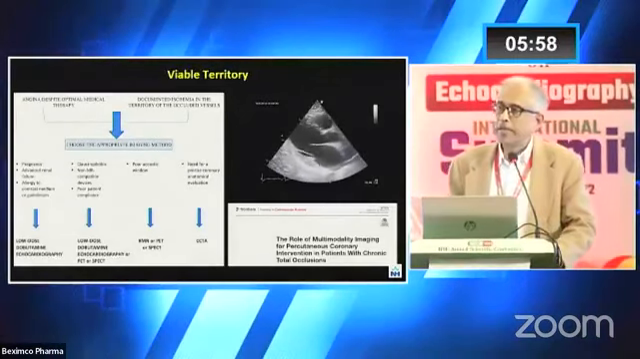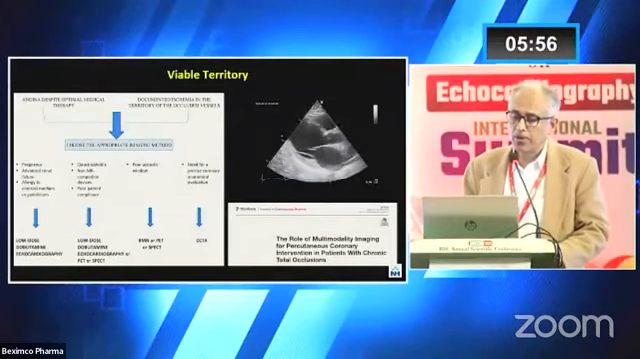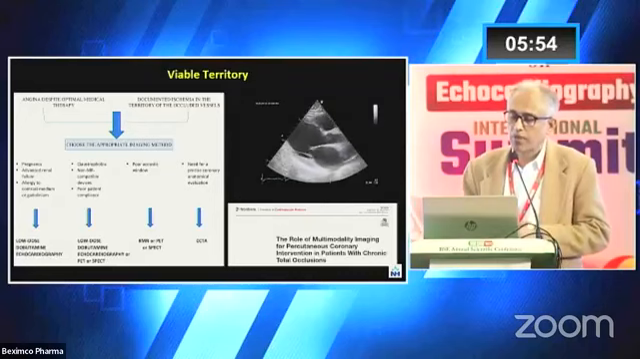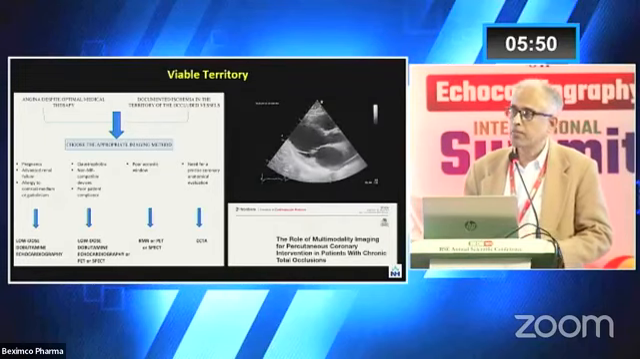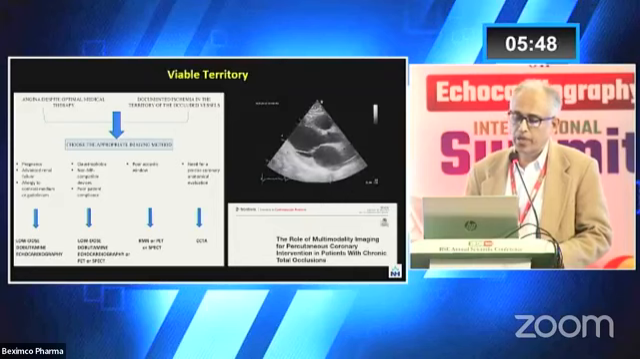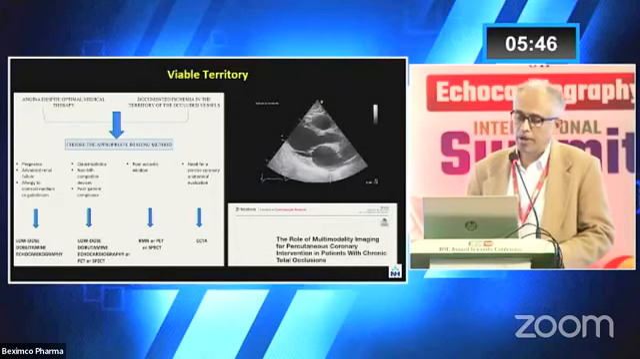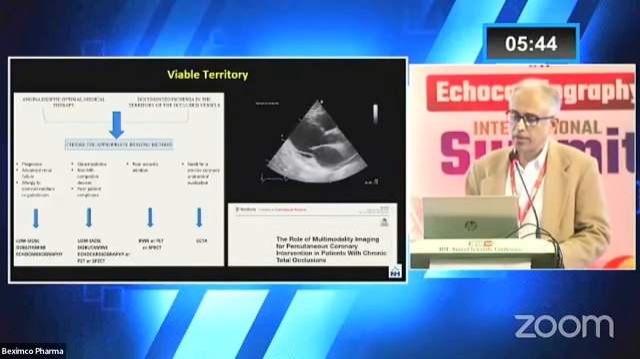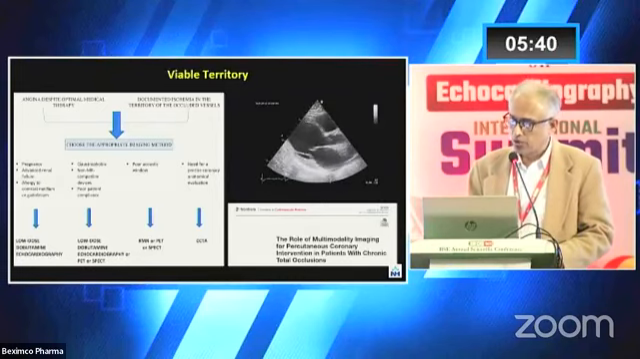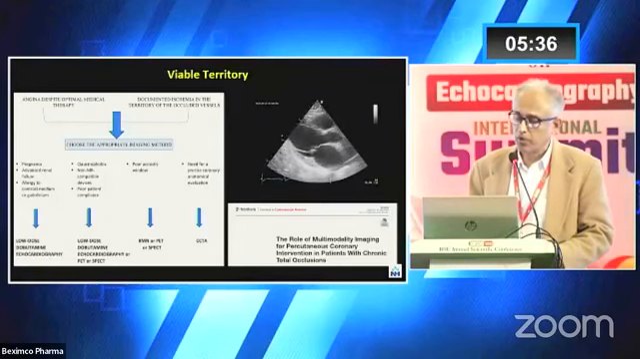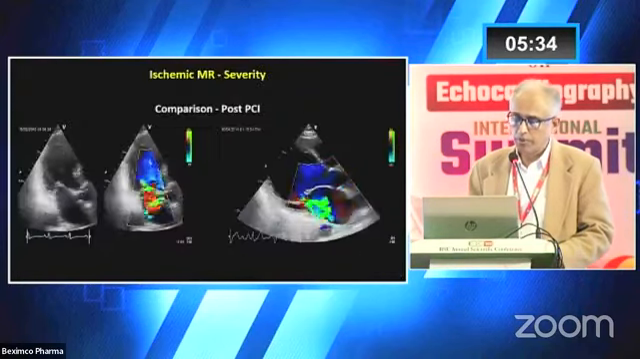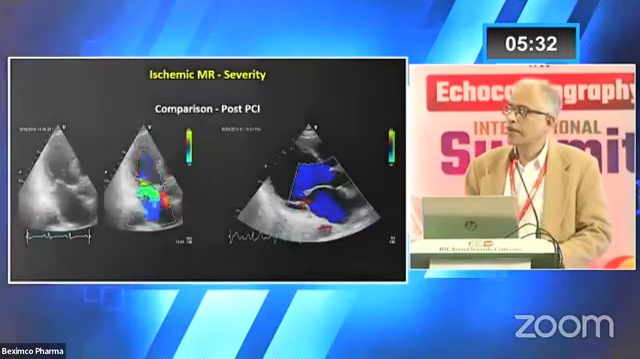Now, viable territory again, it's like a poor man's viability test. So, looking at low dose dobutamine, and this can be done in certain scenarios. For example, for those who cannot undergo MRI, that would be the preferred one, or any of the perfusion scans. So those are the other priority ones. But when it is not possible, you can look at low dose dobutamine, and also look at the MR.